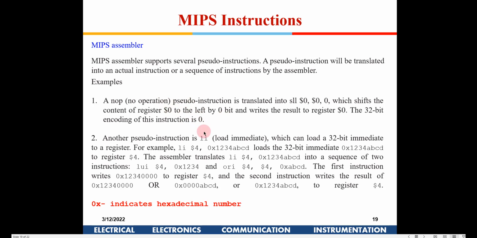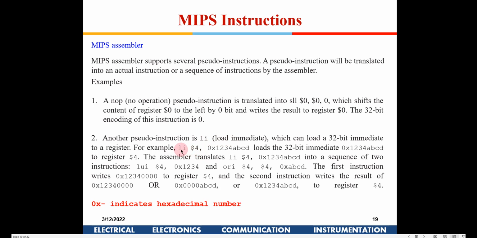So that is one. Similarly, another is LI. It means load immediate, which can load a 32-bit immediate into a register. Actually, I just told you earlier that there is no way you can load 32-bit data into a register. But at the assembler level, I can write LI. What it actually does is split this into 2 different instructions.